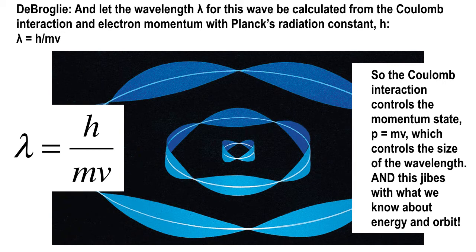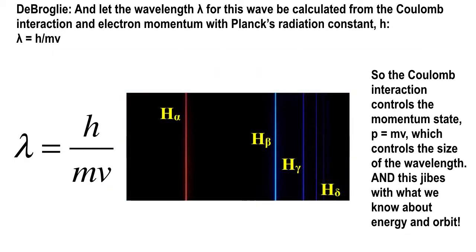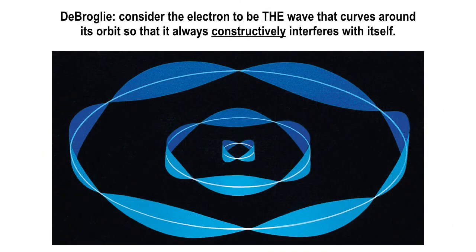All right, and it works out perfectly for hydrogen. H alpha, H beta, H gamma, H delta, which you just observed, it all fits in this theory. So de Broglie's theory lets the wavelength be calculated from the Coulomb interaction and electron momentum with Planck's constant, h over mv, or h over p. And it curves around the orbit so that it is constructively interfering with itself.